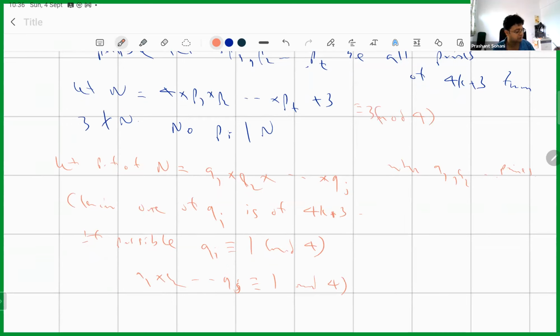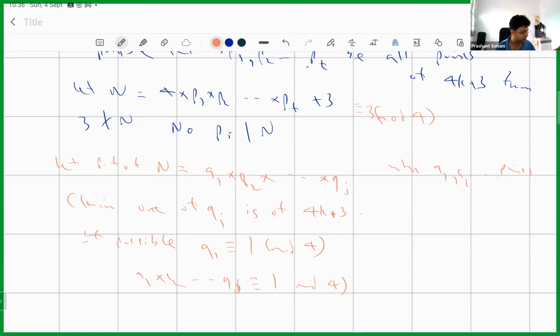So that's the contradiction. Raghav, I think this was the only step remaining: n need not be a prime number, but even if n can be factorized, one of those factors is of the form 4k plus 3. So there are two possibilities: either n is itself a new prime number of the type 4k plus 3, or there is a contradiction.